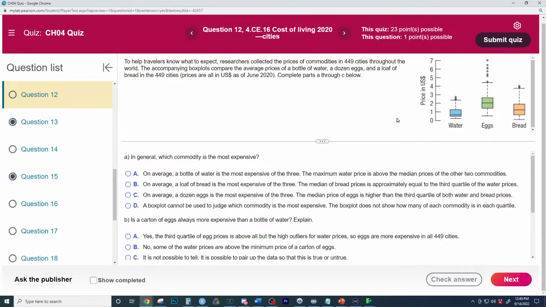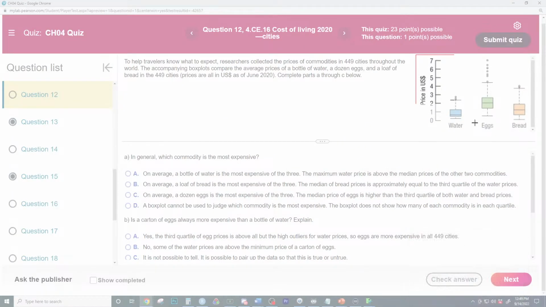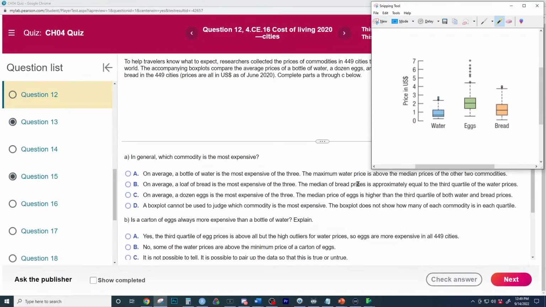Maybe the Bugatti. Okay, to help travelers know what to expect, researchers collect prices of commodities in 449 cities throughout the world. Accompanying box plots compare the average prices of bottled water, a dozen eggs, and a loaf of bread in 449 cities. Prices of all are in US dollars of June 2020, complete parts A through C. So it looks like eggs have more variability in it if you look at the distributions. Let's bring it over here into a word graphic to just talk about this before we start looking at what they want us to answer.